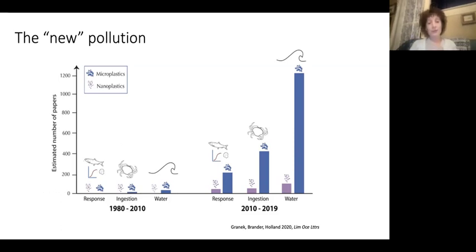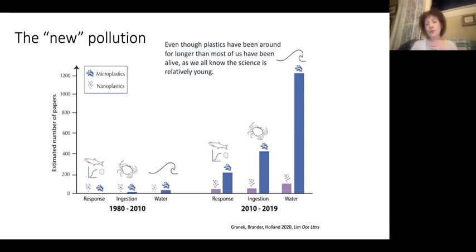As you can see from this graph, the number of papers from 1980 to 2010, so that 30-year period, was pretty small, even when you looked at just basic papers on occurrence in water, occurrence in biota, and almost no papers considering the potential for effects in organisms. And then you get to the past 10 or so years, and you see that rate of publication has just really increased exponentially.